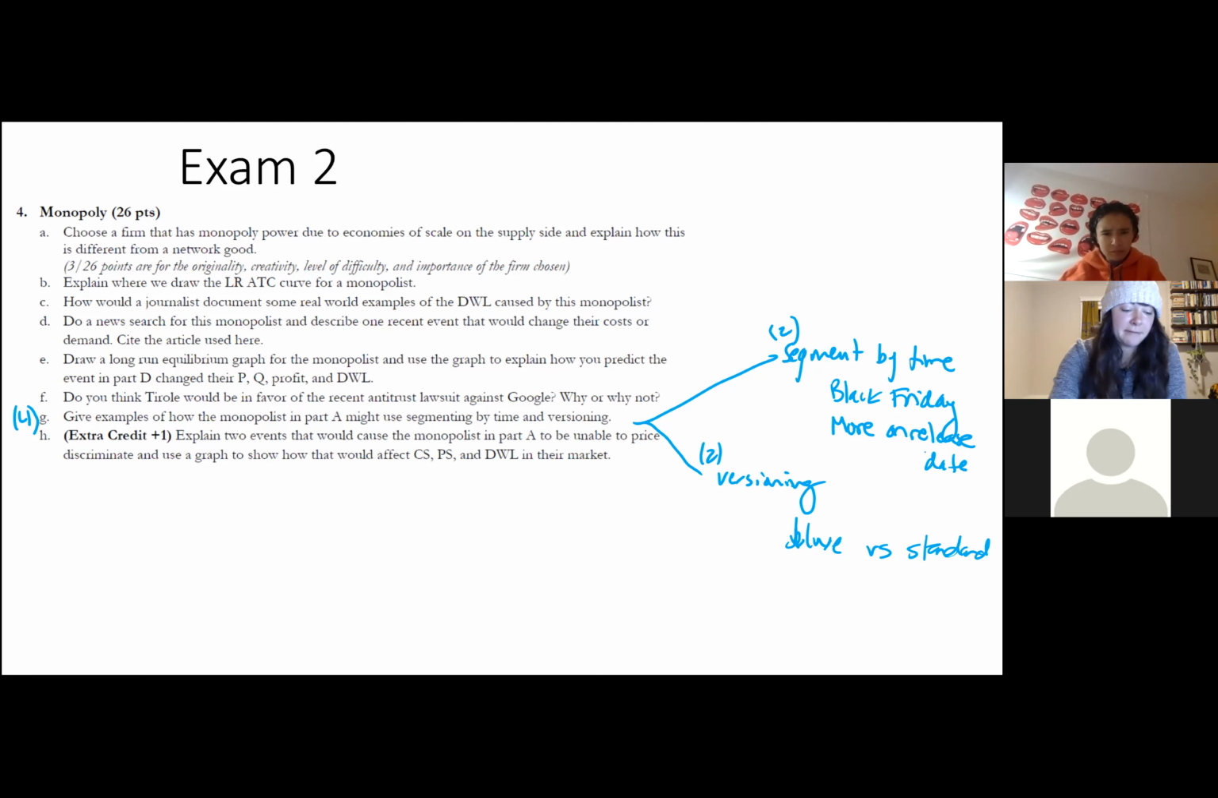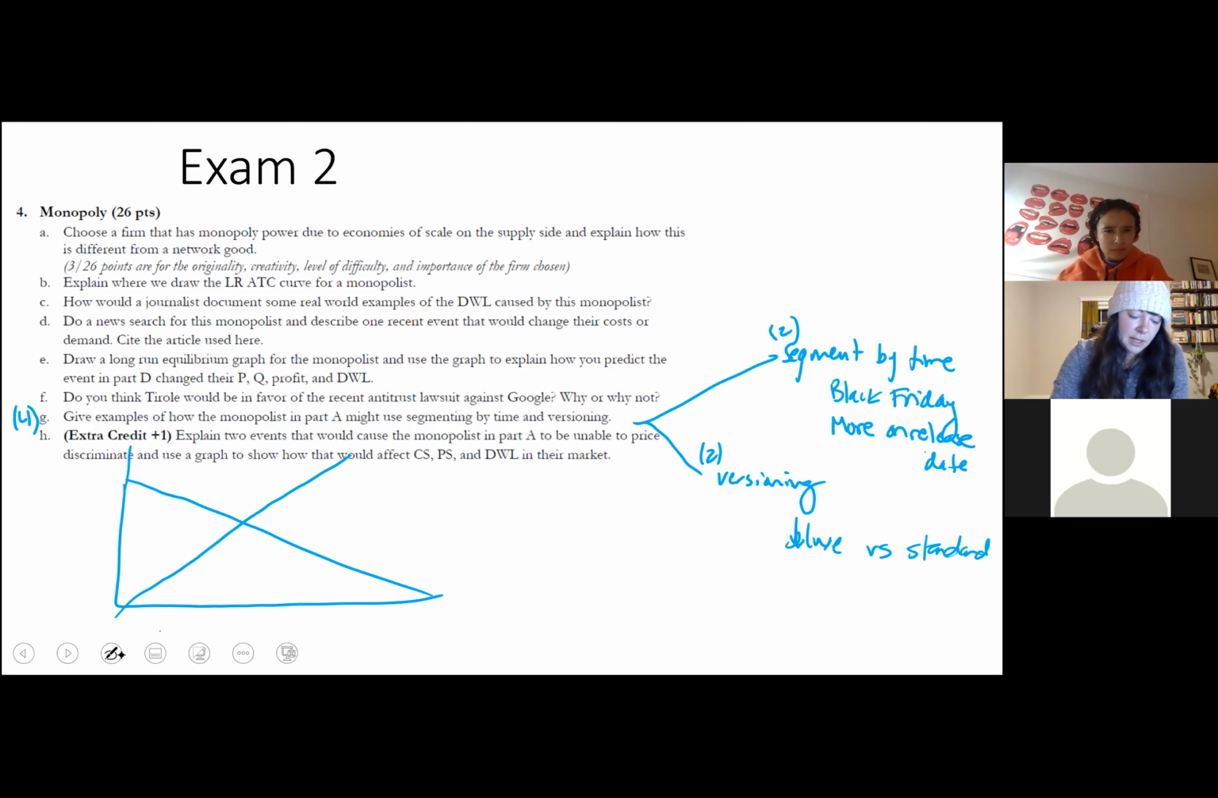And then use a graph to show how that would affect consumer and producer surplus. So if you have this demand curve and this supply curve, if you charge everyone the same price, let's say we're here. But if you could offer a discount to seniors and a premium to business people, then you would have 3 different prices. This would be your new producer surplus that you would earn.